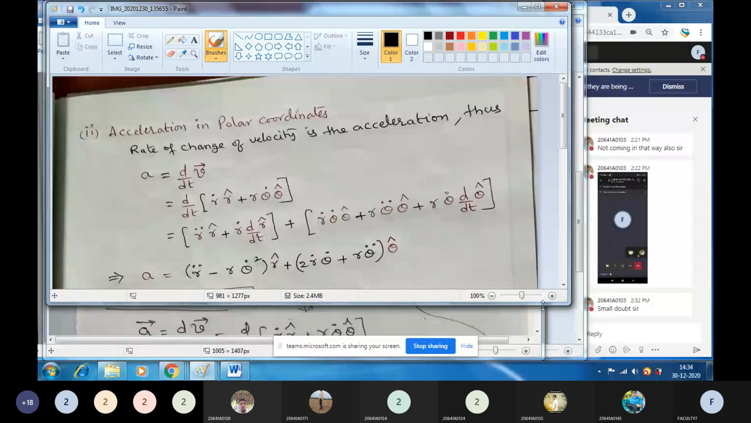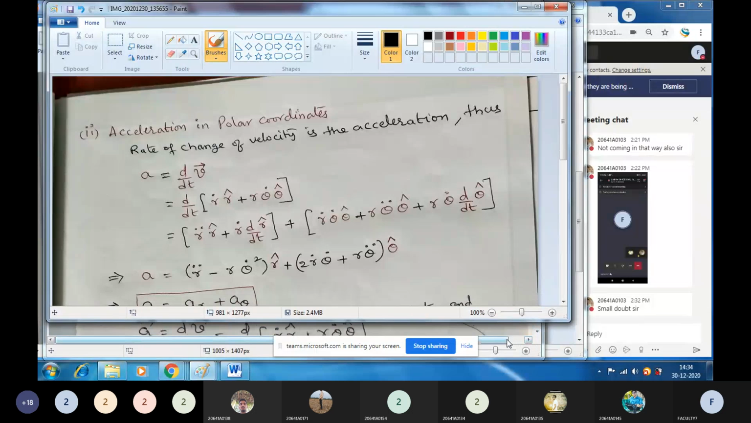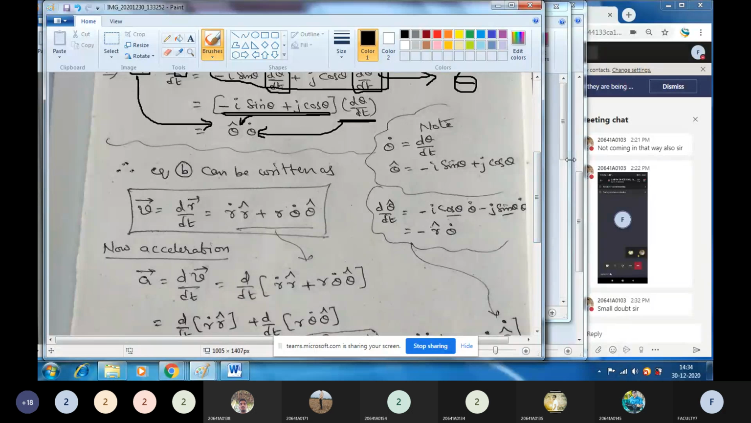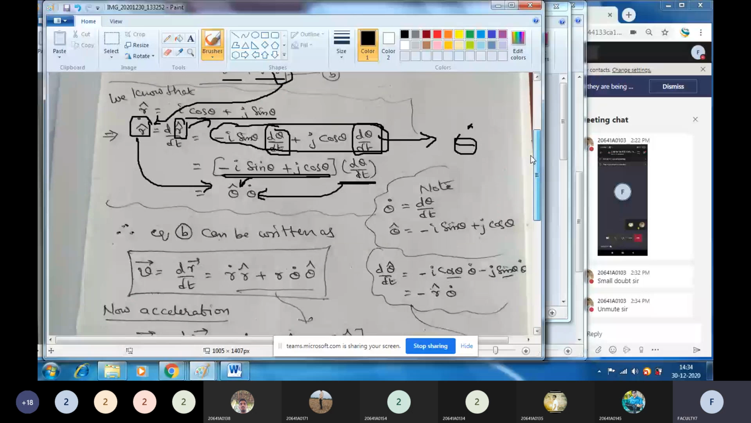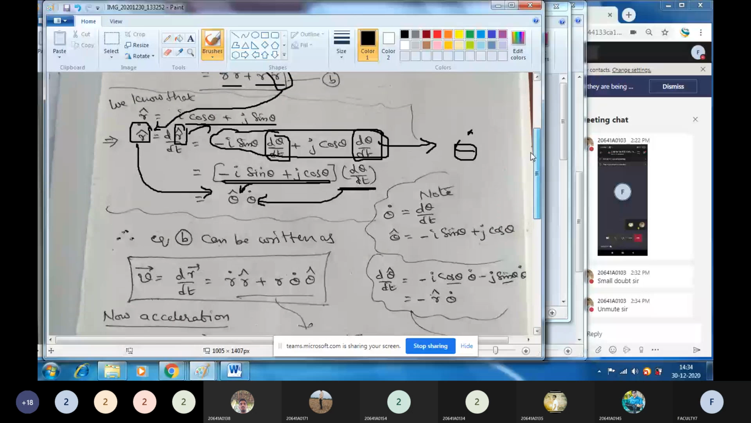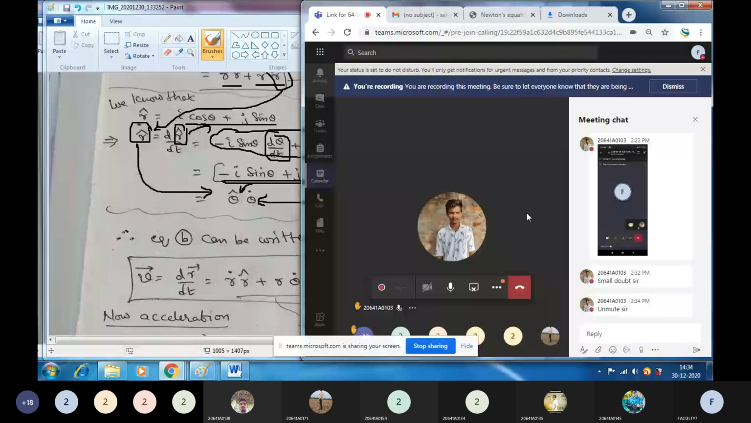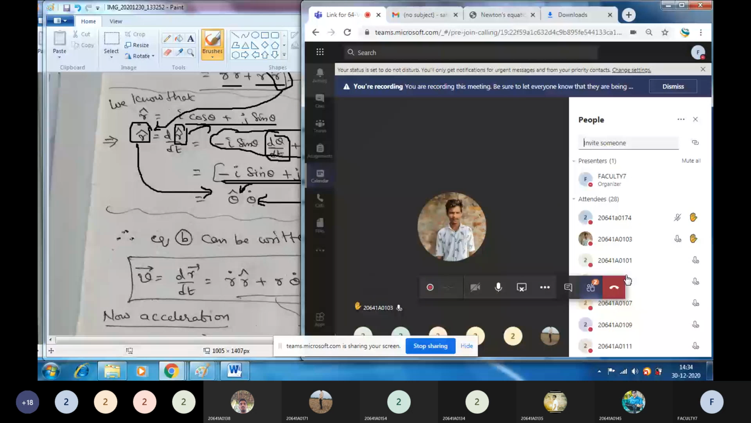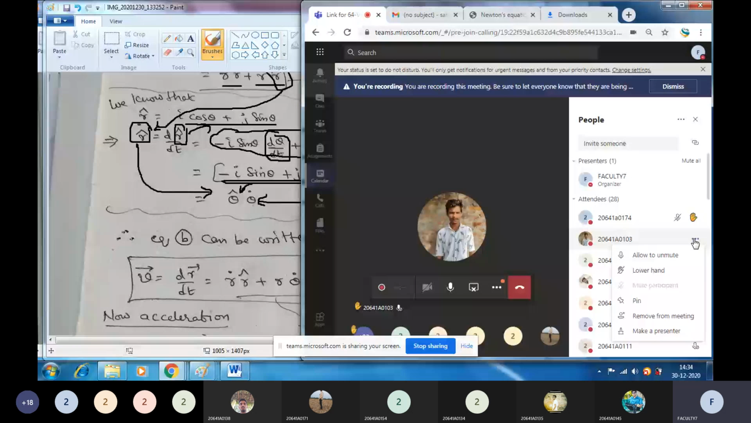One zero three. Please try to send it in the chat box if you are unable to unmute. Okay, unmuting, just wait. I have unmuted. If you are facing the same screen sharing issue, you can refer to the recorded videos.